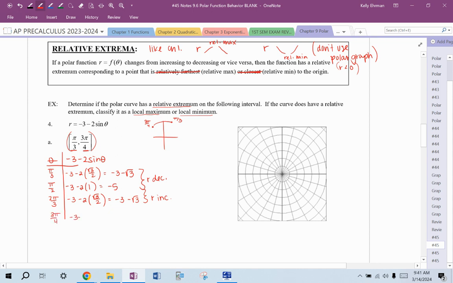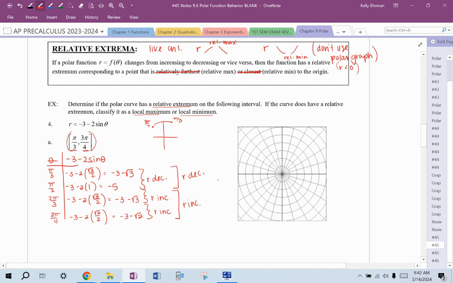So that's -3 minus 2 times positive in quadrant 2, radical 2 over 2. That's -3 minus radical 2. Now, this is also -4 point something, but it's less. This might be -4.2, and this could be -4.1 or something like that. So from this point to this point, r is still increasing. So actually, from pi over 2 to 3 pi over 4, r is increasing. And then from pi over 3 to pi over 2, r is decreasing.